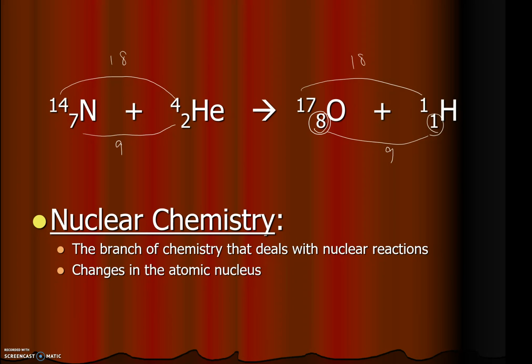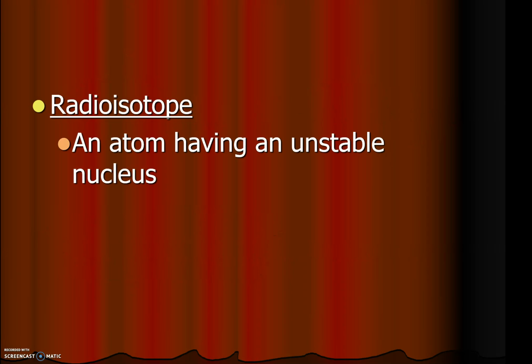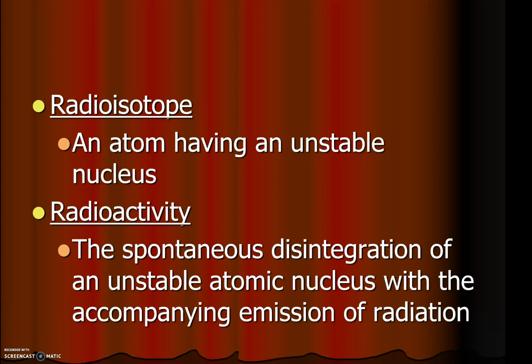So nuclear chemistry is the branch of chemistry that deals with nuclear reactions, and it changes the atomic nucleus. Okay, and I'll show you how to write these reactions. It's pretty straightforward. A radioisotope is an atom having an unstable nucleus. We've learned that a lot of these are the ones at the end of the periodic table. And radioactivity is the spontaneous disintegration of the unstable atomic nucleus with the accompanying emission of radiation. So we know certain elements are radioactive, and a lot of those are much heavier elements at the bottom of the periodic table.